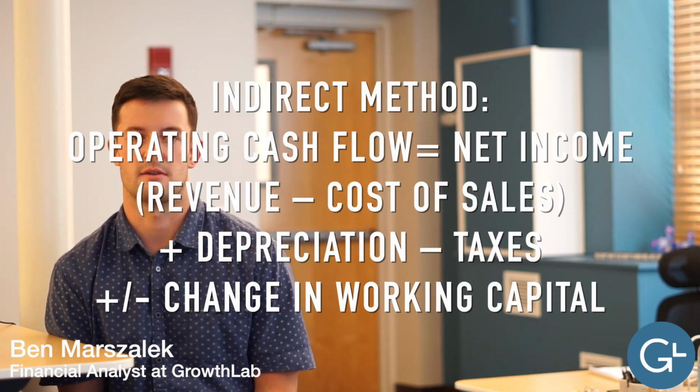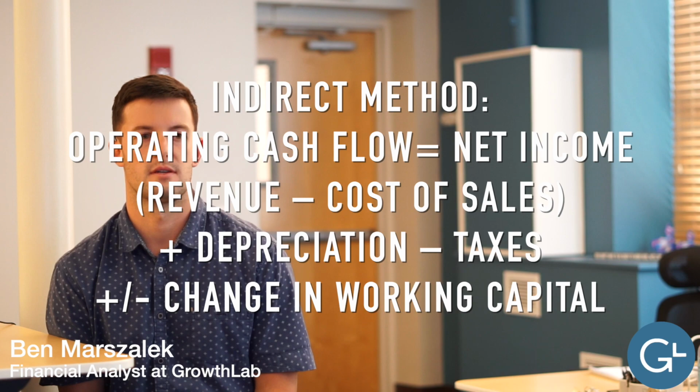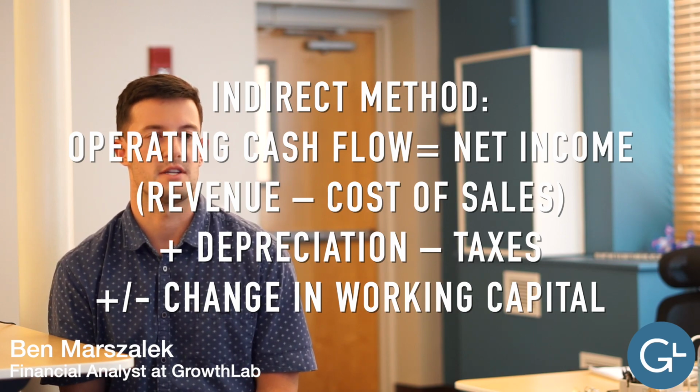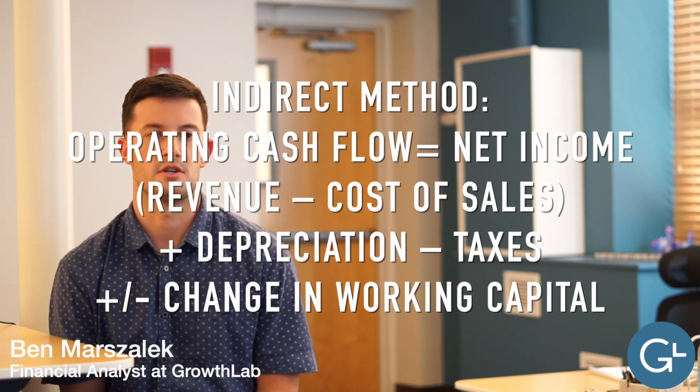The indirect method is operating cash flow equals net income, revenue minus cost of sales, plus depreciation minus taxes, plus or minus the change in working capital. Components of the formula. Now that you know how to calculate operating cash flow and the components of the formula, here's a brief overview of what they are and where to find them.